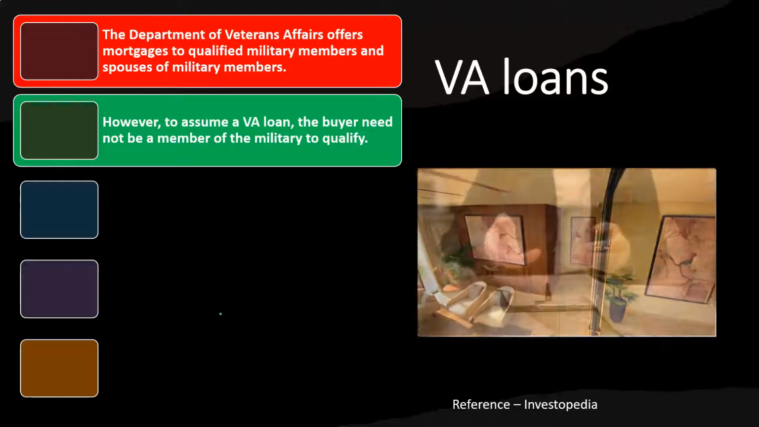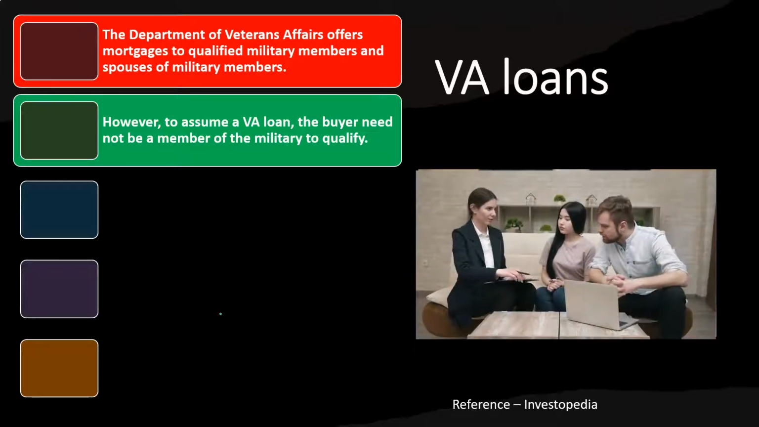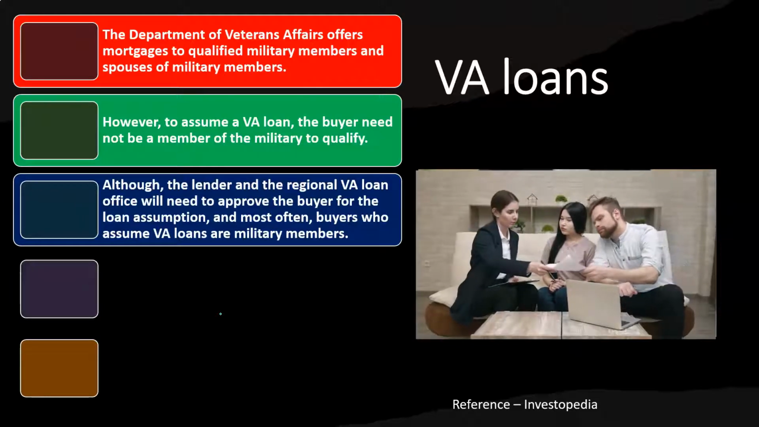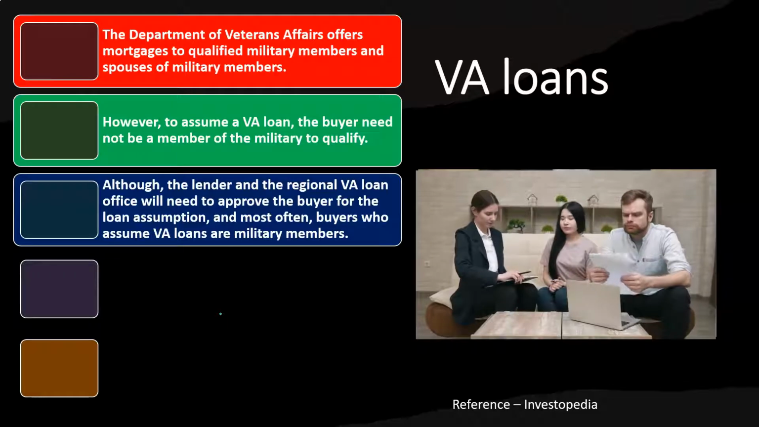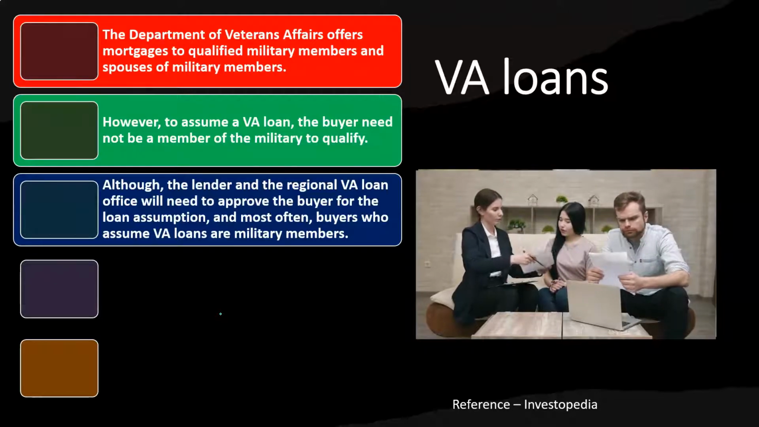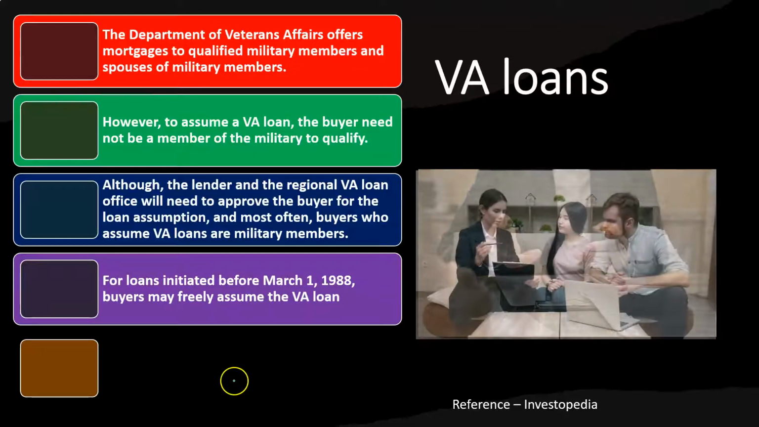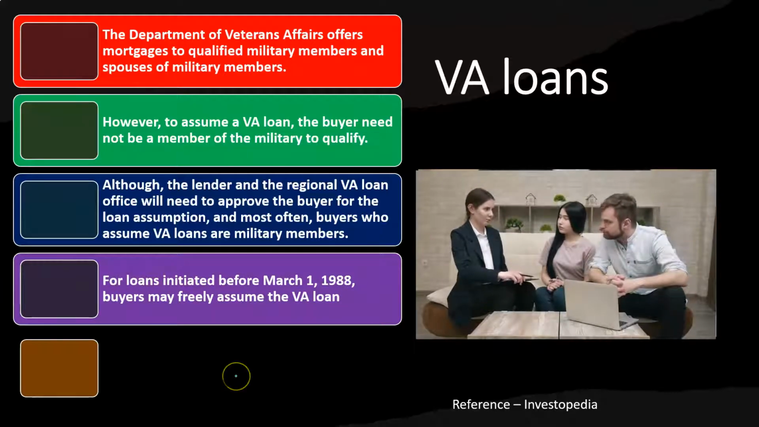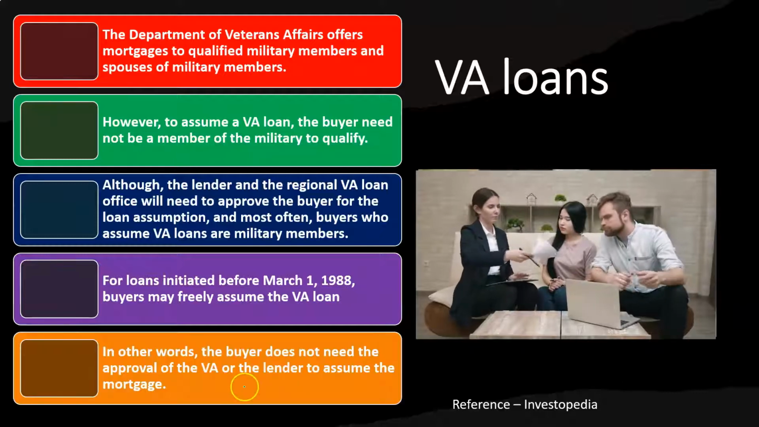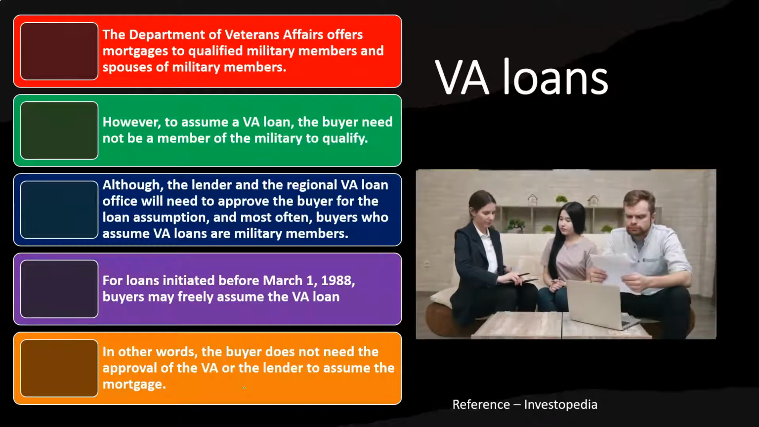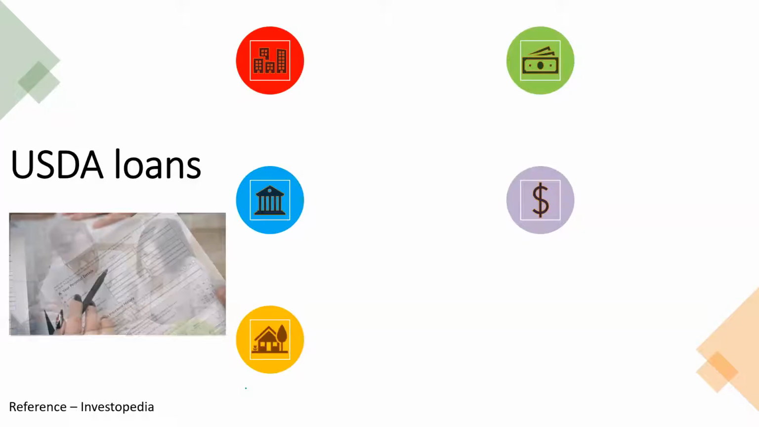So, however, to assume a VA loan, the buyer need not be a member of the military to qualify, although the lender and the regional VA loan office will need to approve the buyer for the loan assumption, and most often, buyers who assume VA loans are military members. For loans initiated before March 1st, 1988, buyers may freely assume the VA loan. In other words, the buyer does not need the approval of the VA or the lender to assume the mortgage.